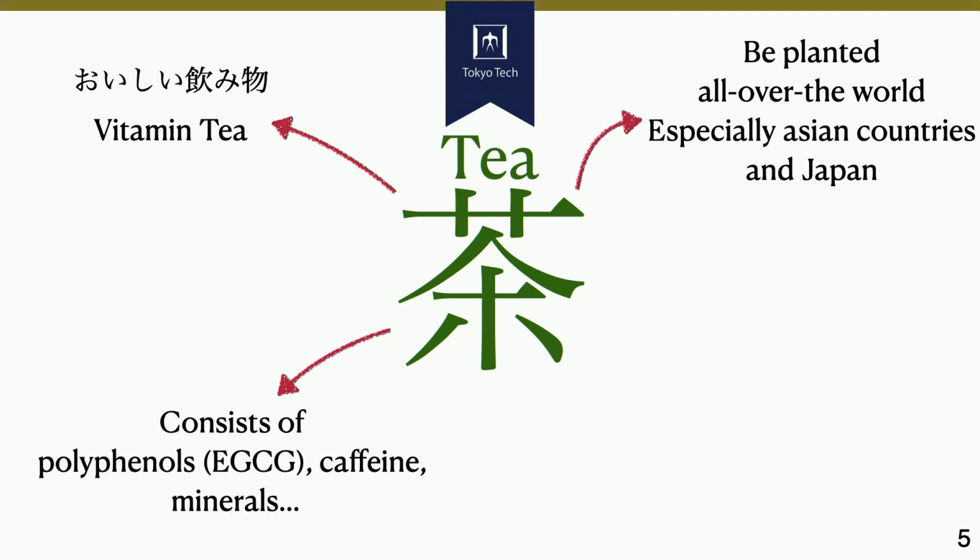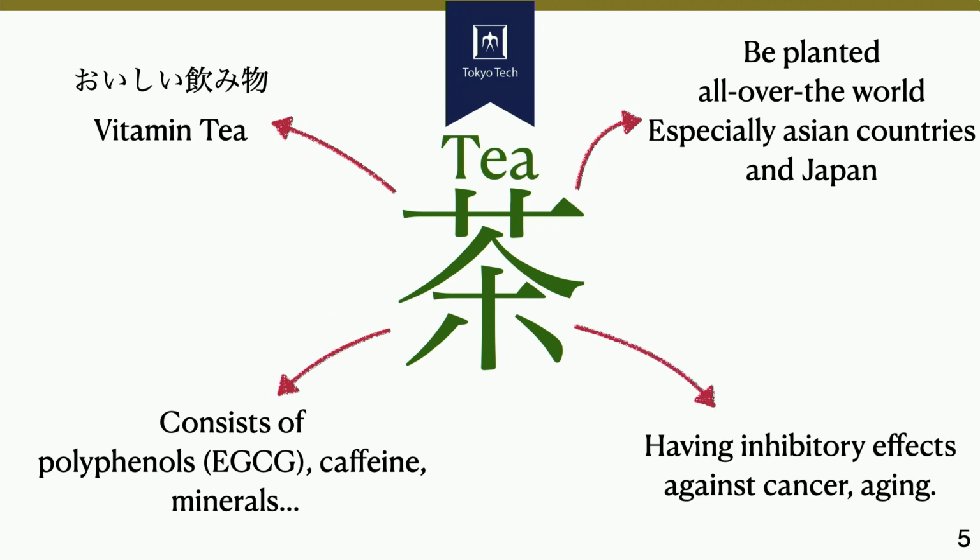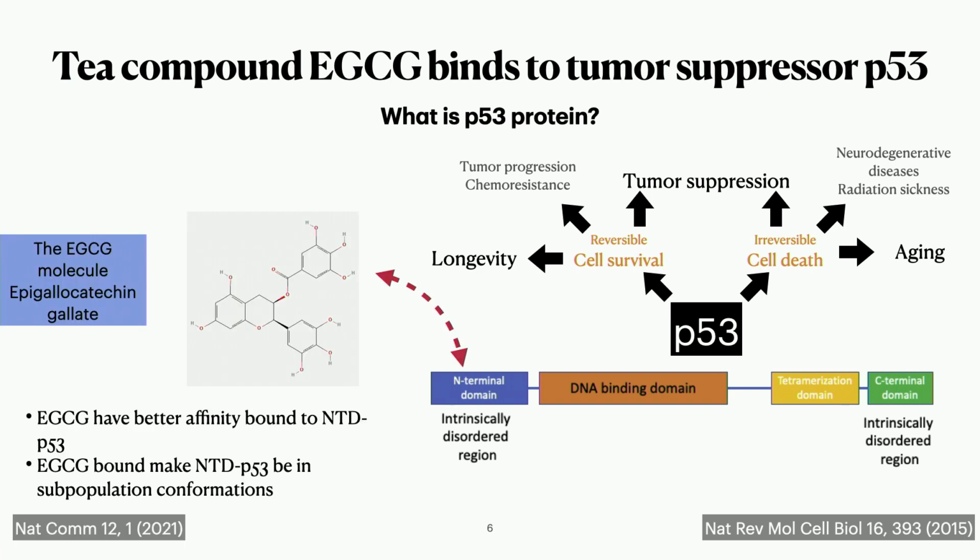Tea consists of a lot of compounds, and especially there is the polyphenol EGCG, which is really famous and has been found, indirectly, to help us prevent cancer. It also has inhibitory effects on aging. Recently, it has been found by experiment that this compound interacts with P53 at the N-terminal domain. EGCG had a better affinity to the N-terminal domain of P53 proteins.